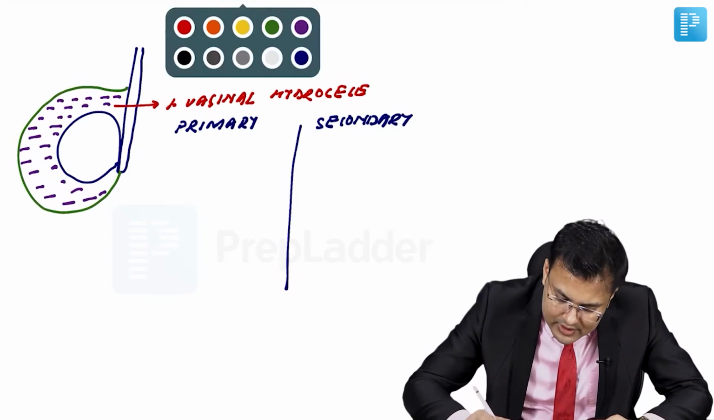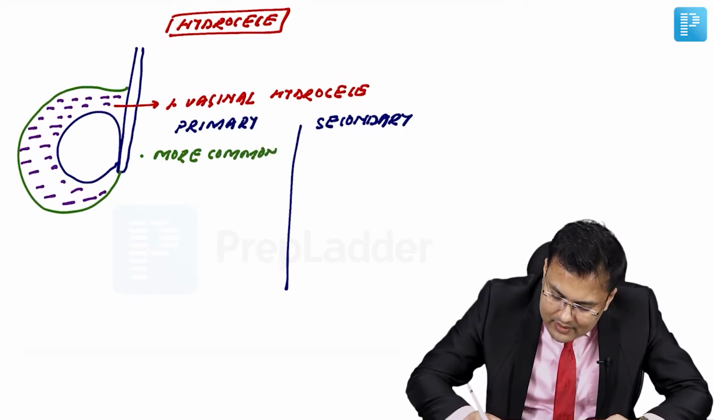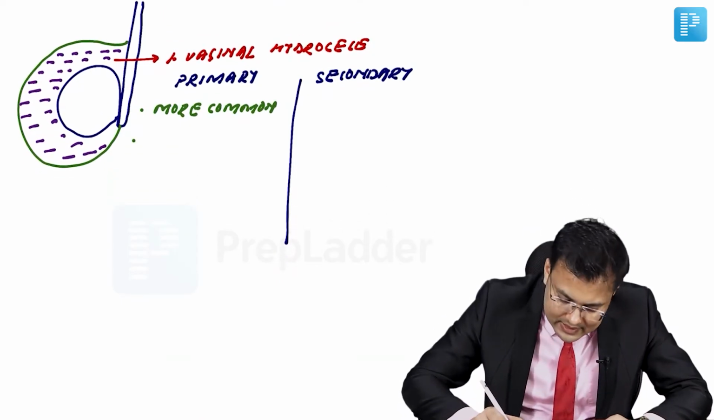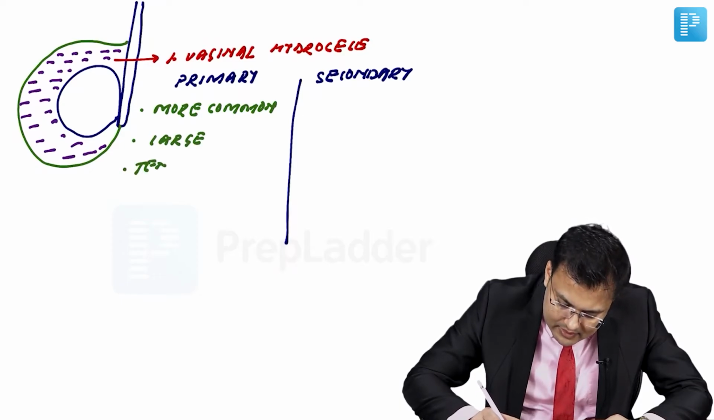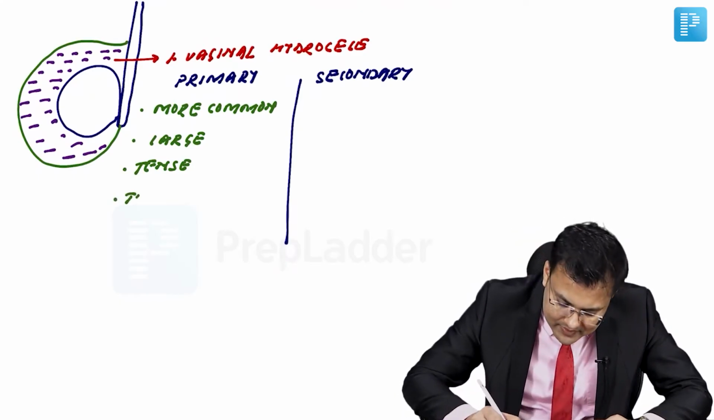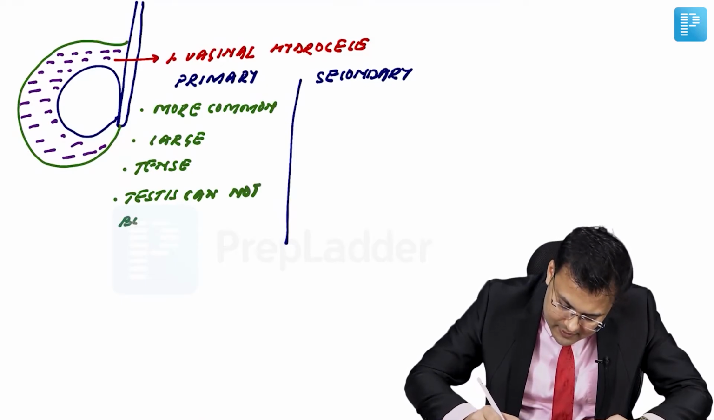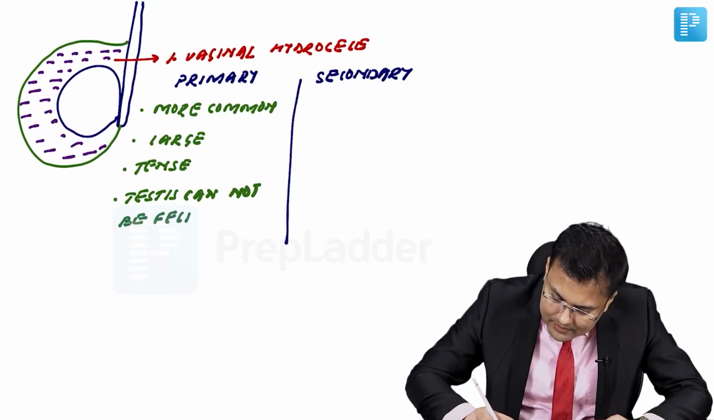In vaginal hydrocele, which one is most common? So primary is more common, right? So you have seen it's large, it's tense, and here the testis cannot be felt separately.